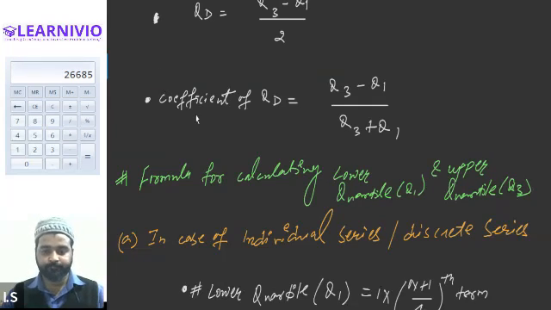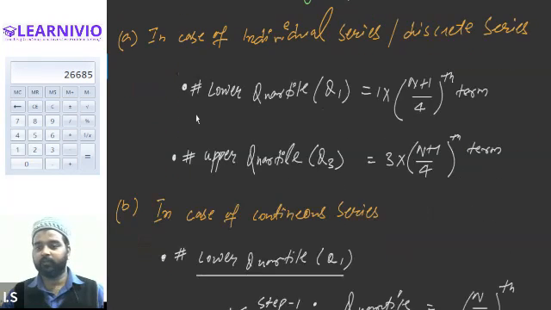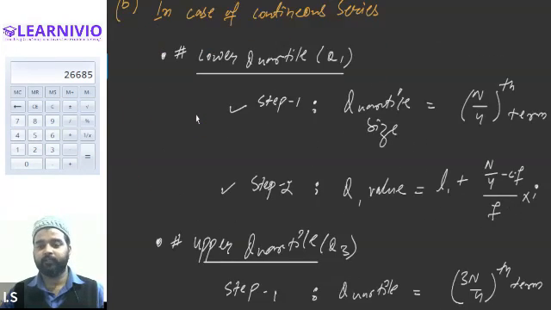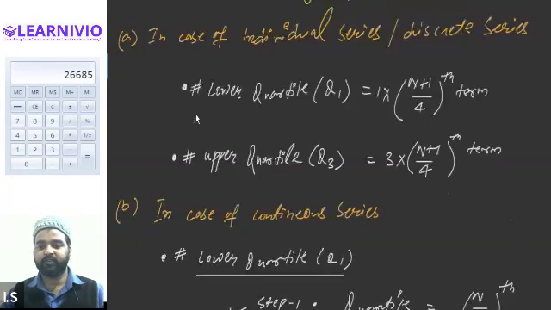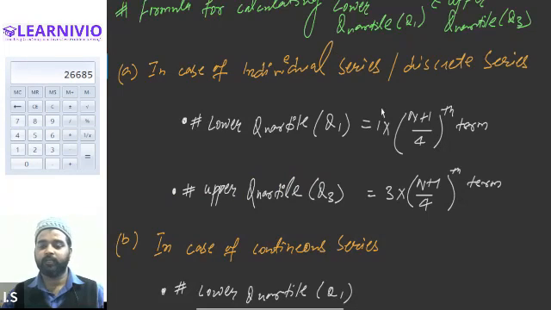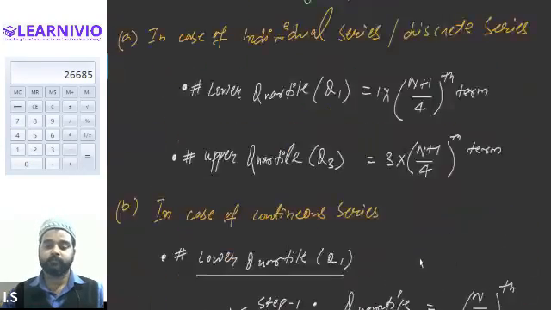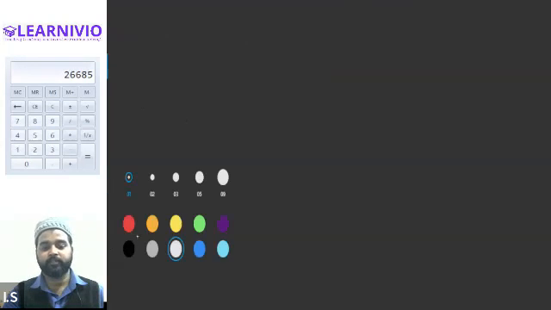Therefore I have told you the formula for calculating Q1 and Q3. These formulas will remain the same in case of individual and discrete series, but the formula for Q1 and Q3 in case of continuous series will be different. Now let's do one question quickly.